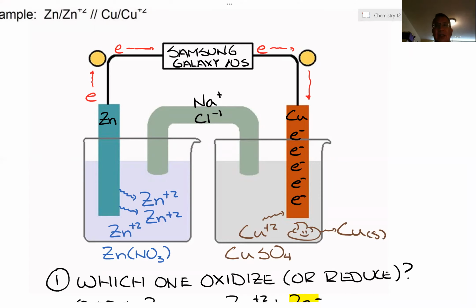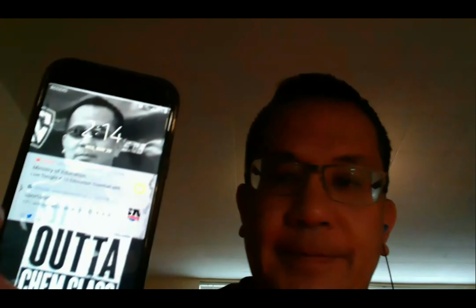So that's exactly what's happening. When you turn on your cell phone and you're checking whatever, there's a spontaneous oxidation reduction reaction going on, and the electrons are flowing through your cell phone, in this case the screen, to allow you to turn on your cell phone. Okay?